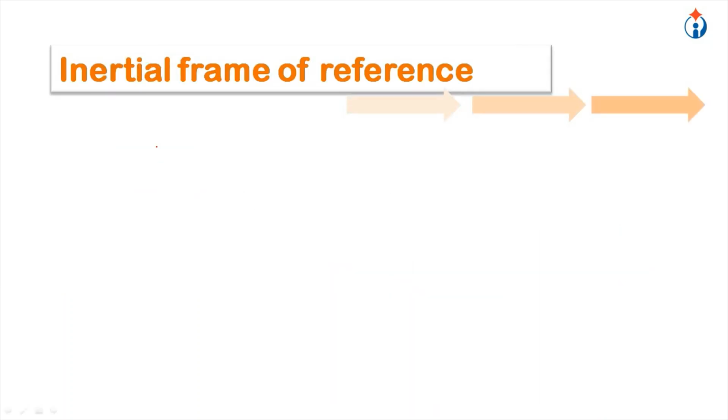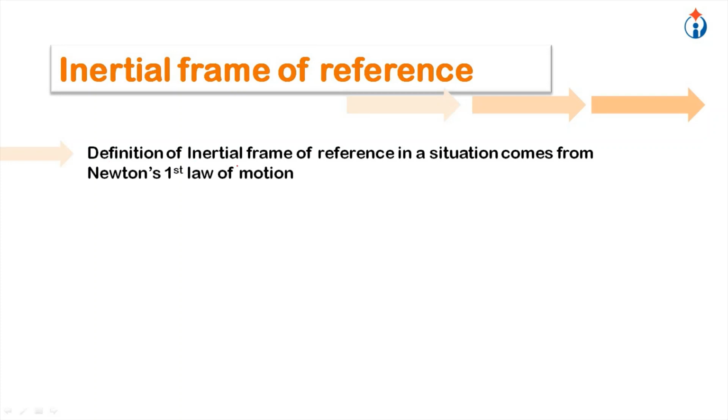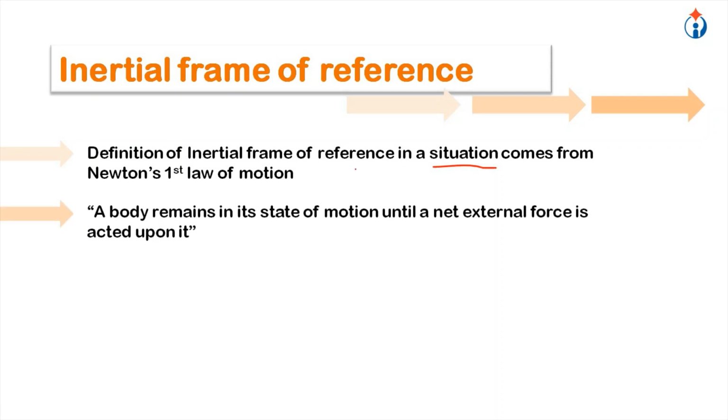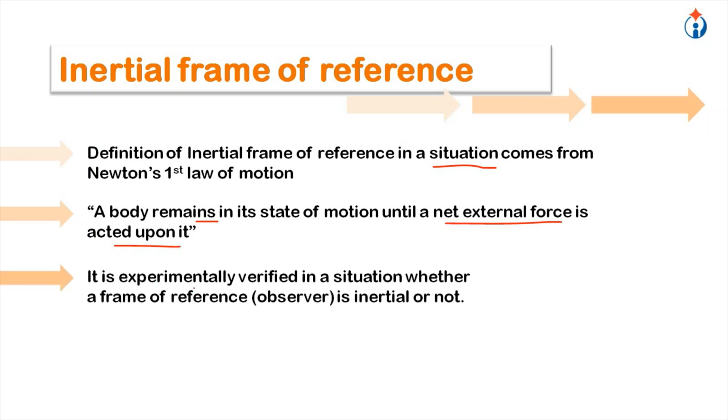What is inertial frame of reference? Let's see it. The definition of inertial frame of reference in a situation comes from Newton's first law of motion. First law of motion says, a body remains in its state of motion until a net external force is acted upon it. Net external force, real net external force. Now it is experimentally verified in a situation whether a frame of reference, what is frame of reference? It is basically the observer who is observing the motion, is inertial or not.